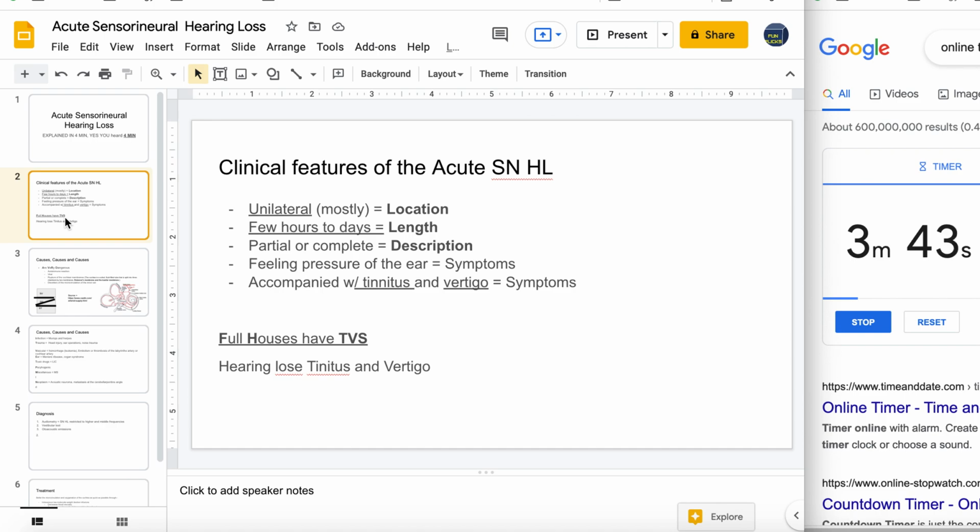You can feel pressure. And here's a very good mnemonic: FULL HOUSE TV. F as in fullness or pressure in the ear. Hearing loss. T as in tinnitus, and V as in vertigo.